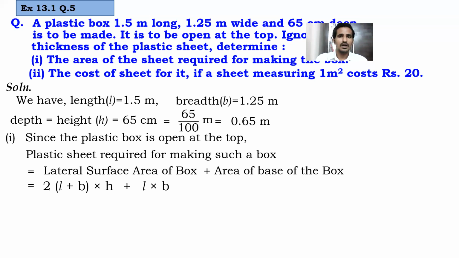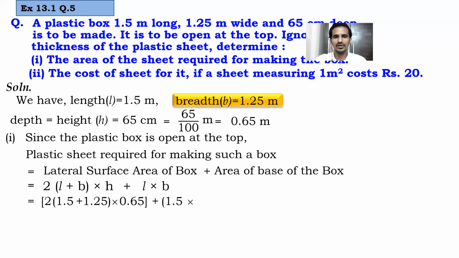Now, if you see in this question, the values are in decimals. You have to be a little careful with the decimals. So we'll write 2. I'm using a square bracket also. In the round bracket, it is 1.5 plus 1.25 multiplied by 0.65 plus L into B, and L into B के लिए आएगा 1.5 into 1.25.